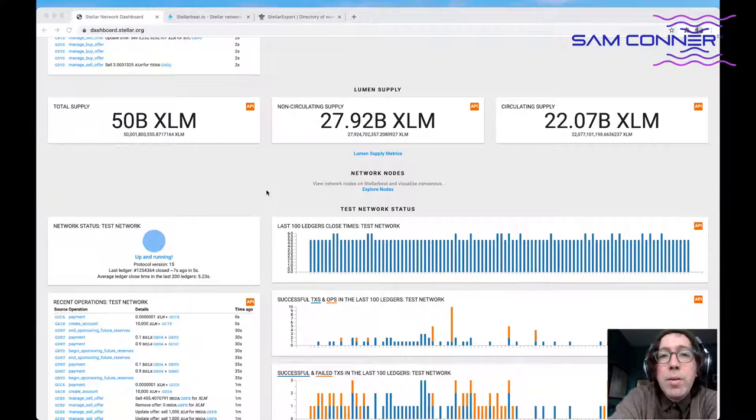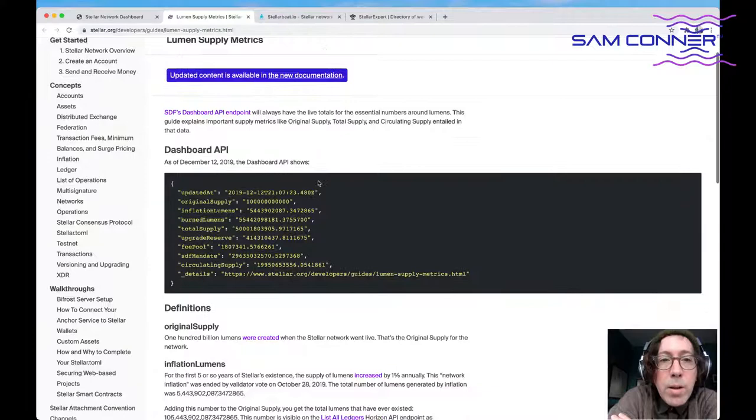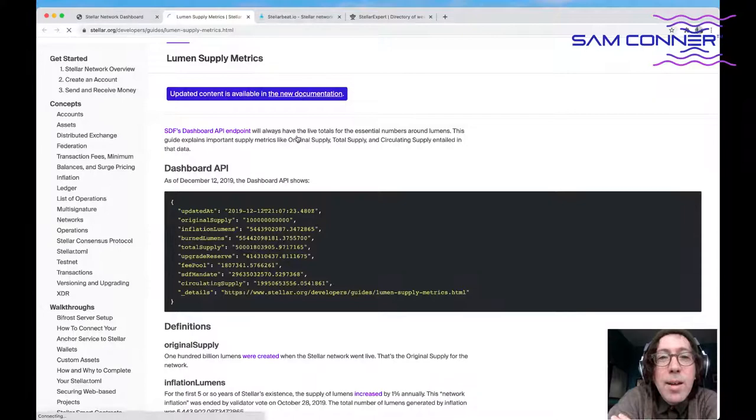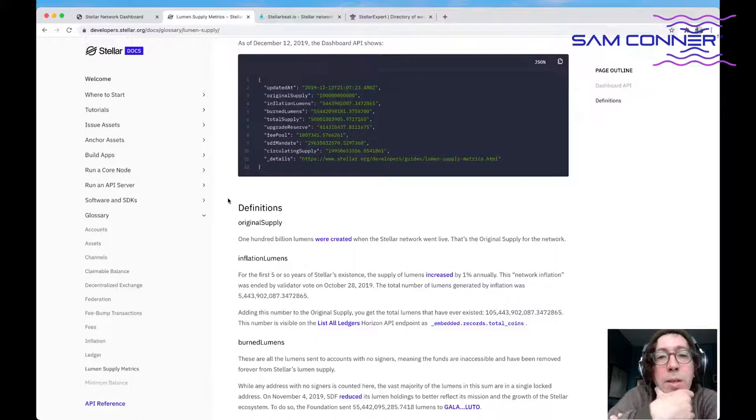If you click underneath it, you can see how we calculate. So see where it says lumen supply metrics? Right there. If you ever want to know how we calculate this, again, we are trying to be, oh, actually, this is the old docs version. This is actually another thing. We are in the process of new documentation. Yeah, right here, click new docs. Yeah, I need to change that link. So this is actually just a slightly better looking version of the same information. This is how SDF calculates the lumen supply metrics. I think it should make sense if you dig into that.